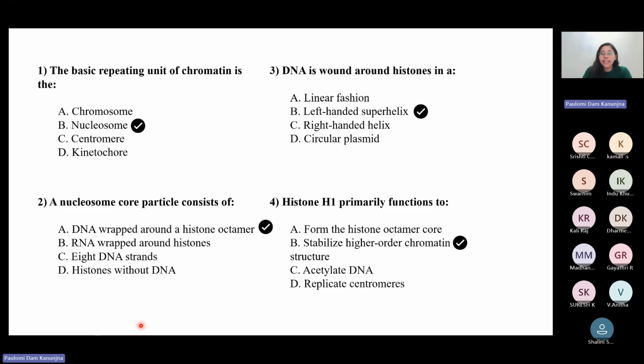Okay. And then the last one is histone H1, which we know is part of the linker DNA. It basically stabilizes higher order chromatin structure, right?